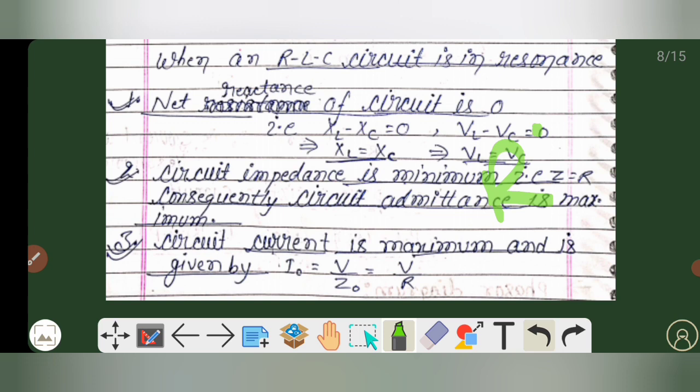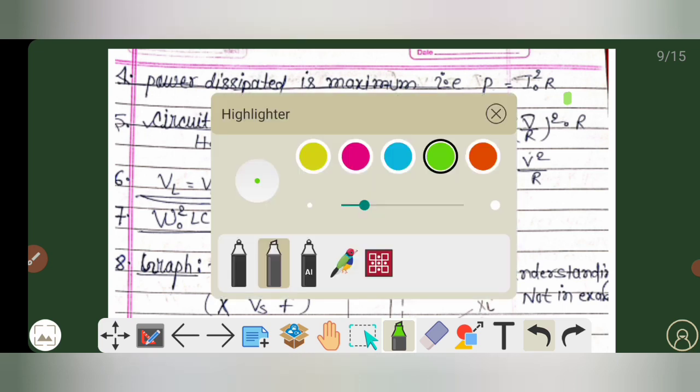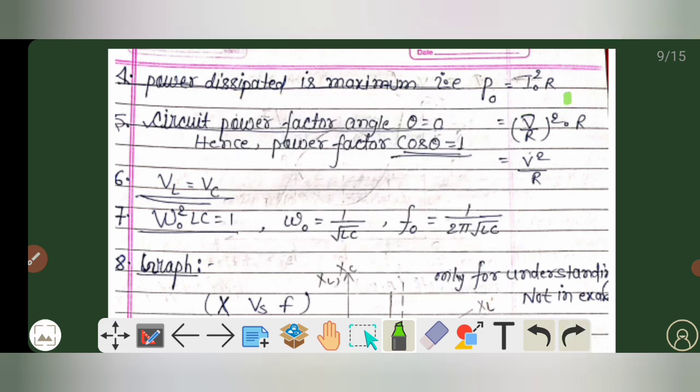So my dear friends, as we know, if resistance or impedance is minimum, then current will be maximum, and it will be equal to V by R. Now we will discuss the fourth point, that is power dissipation. As we know, power dissipation is equal to I square R.